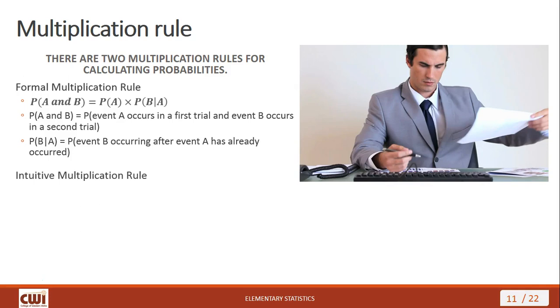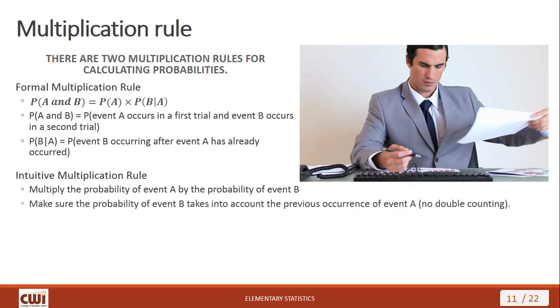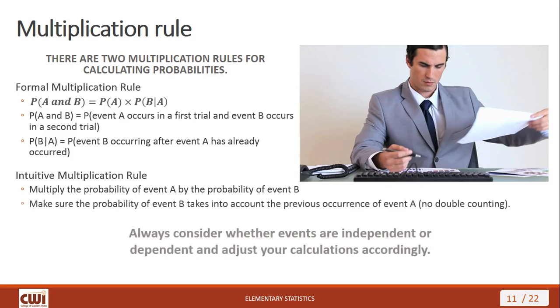Then we have the intuitive multiplication rule, and it's basically running through the same thing. So you multiply the probability of event A by the probability of event B, but you make sure that you do it in a way that there's no double counting. When you're using the multiplication rule, you have to consider whether events are independent or dependent and adjust your calculations accordingly. Let's explore what that actually means.